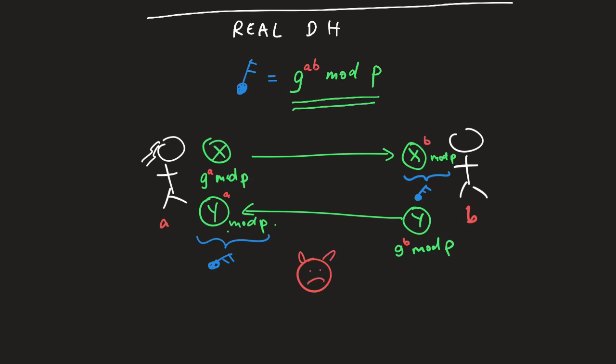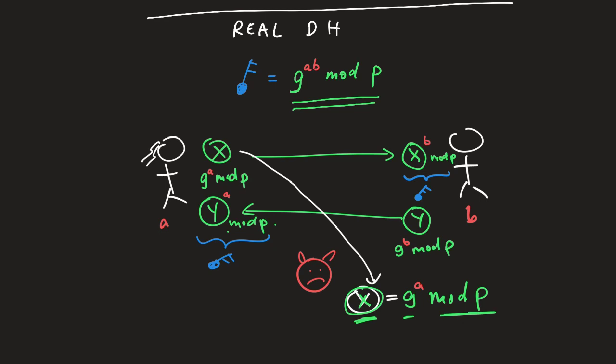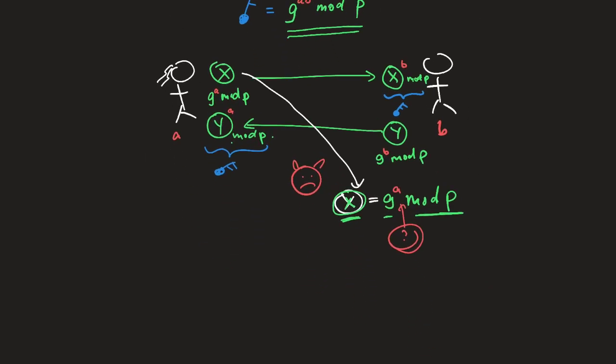But the difference now is that the bad guy is going to take X. He's going to be like, well, I know X equals G to the power of A mod P. So all of these green things are things that I already know. Can I work this backwards to figure out A? And the answer is no.